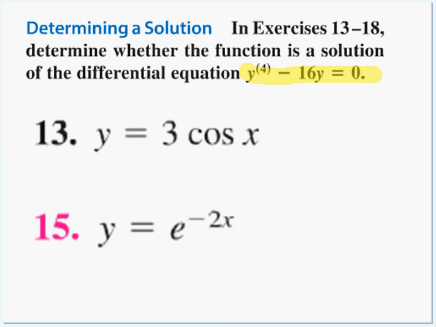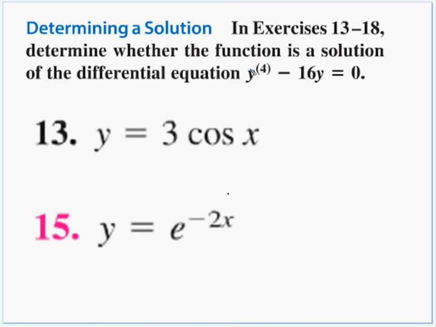Okay, in this video we're going to do some odd problems for the 5-1 assignment on slope fields. And here it says determine whether the function is a solution to this given differential equation. Now, do you remember what this notation here is?